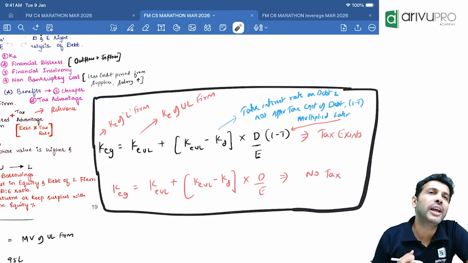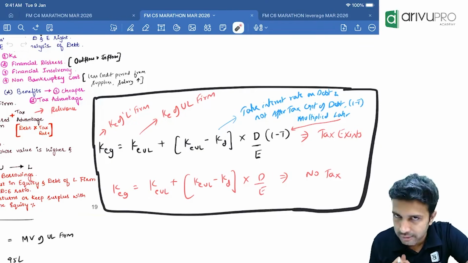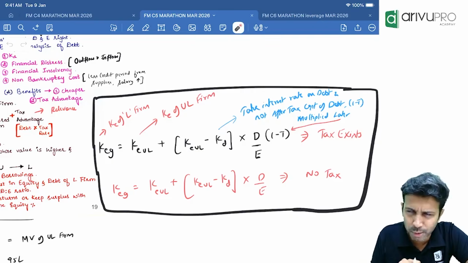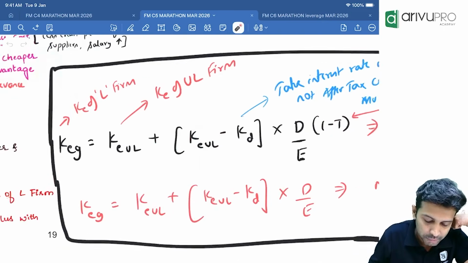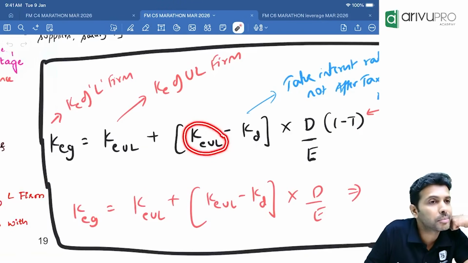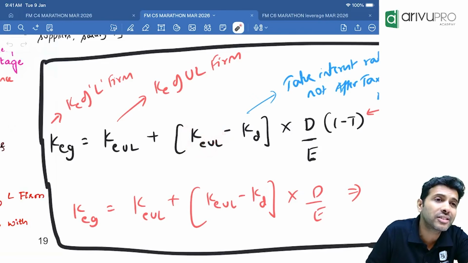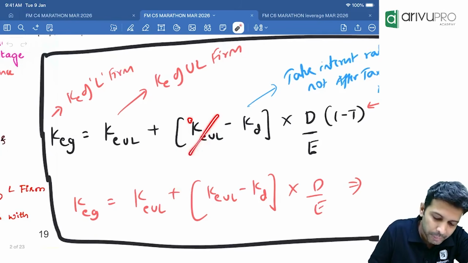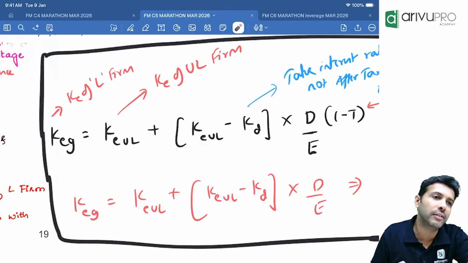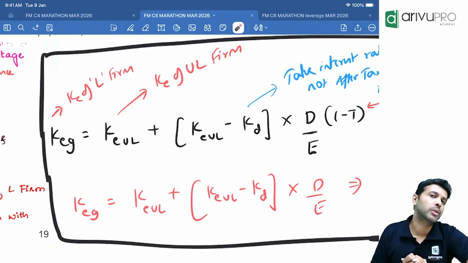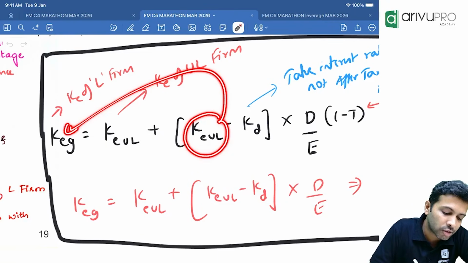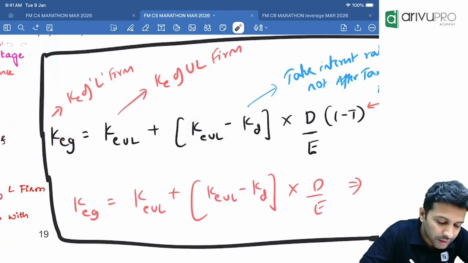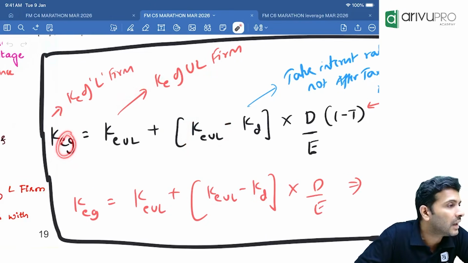Now, if they have given the cost of equity of the unlevered firm, listen to this carefully. I know you should be able to remember, but in case you have forgotten, once again I'm calling it out. The cost of equity of the unlevered firm is denoted by the symbol KEUL. UL means unlevered firm. Unlevered firm means what? If a company has not taken a debt, we call it an unlevered firm. So, there is a connection. If you know the cost of equity of the unlevered firm, from that you can find the cost of equity of the levered firm also. The levered firm's cost of equity is denoted by the symbol KEG.